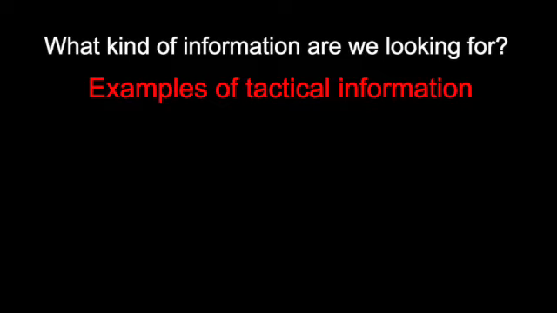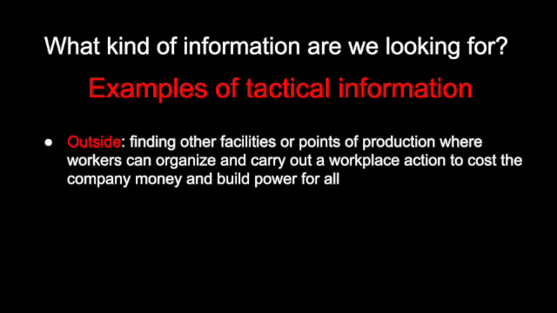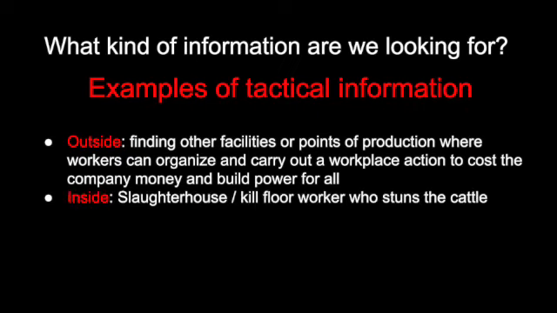I've divided it into two types of tactical information, all right? One type is outside of your shop floor. So when we're looking for information, we're looking to find other facilities or other points of production where workers can also organize and carry out a workplace action to cost the company money and build power for all. In other words, build power for themselves and build power for us, whoever the researchers are. Okay, so we're looking for information outside of the facility, and we're looking for information inside the facility as well. All right, let me give one example as far as inside the facility.